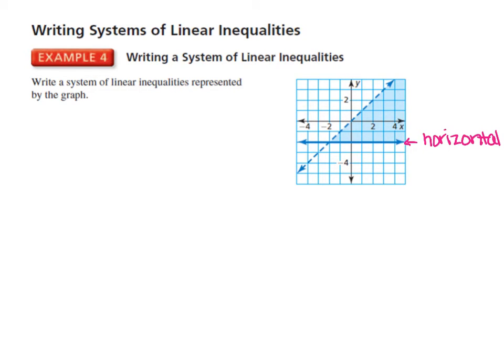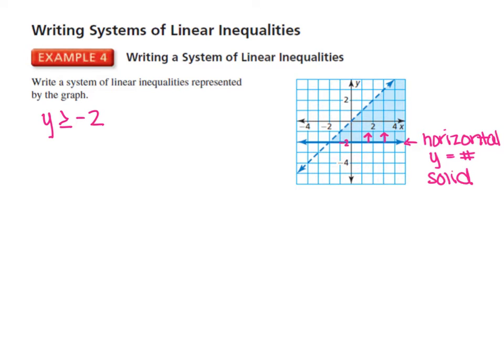which means it's a y equals. Right? I see that I shaded above that line, right? Which means my line is actually going to be y is greater than, and it's a solid line, so I need the or equal to. Right. And then what number is that? Well, that's at -2. So y is greater than or equal to -2 is my first inequality.